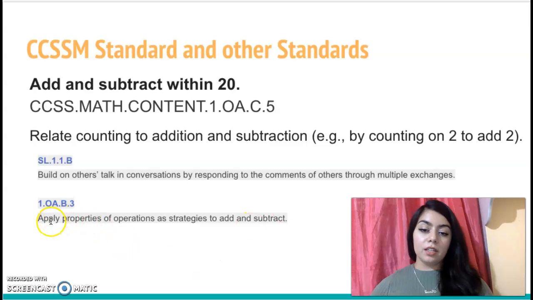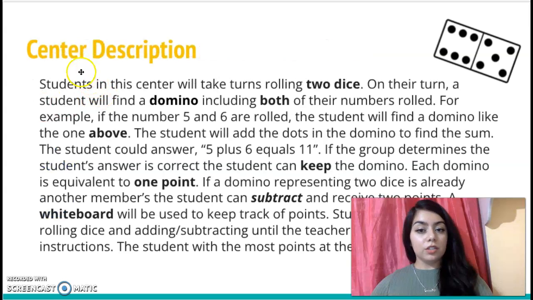Another standard is apply properties of operation as strategies to add and subtract. This standard relates more to the advanced version of this center. And my center description: students in the center will take turns rolling 2 dice. On their turn, a student will find a domino including both of their numbers rolled.